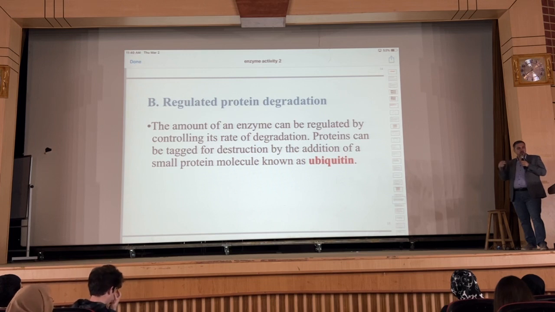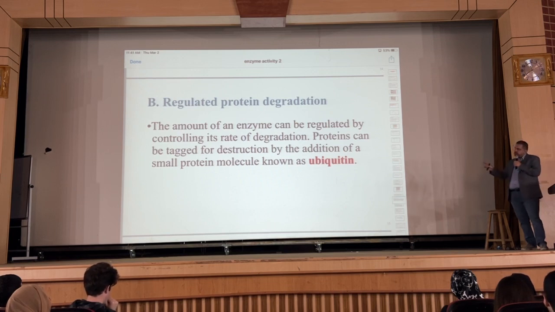The amount of enzyme depends on degradation and clearance from our body.